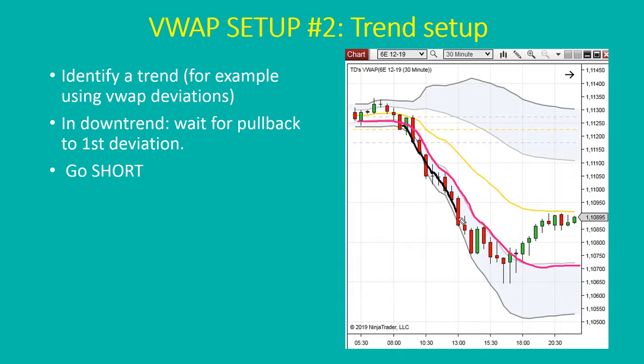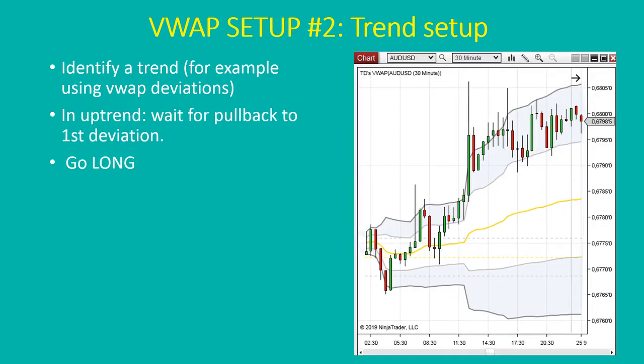And you are waiting for a pullback. In here, there is a pullback to the first deviation. And from this place, you go short. All right, from there, you want to participate in the trend development. Let me now show you a long trade scenario. It is the same, only reversed.